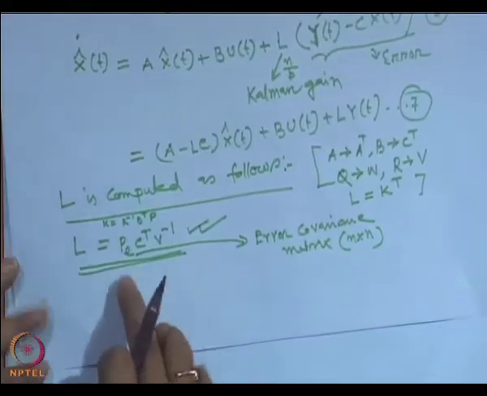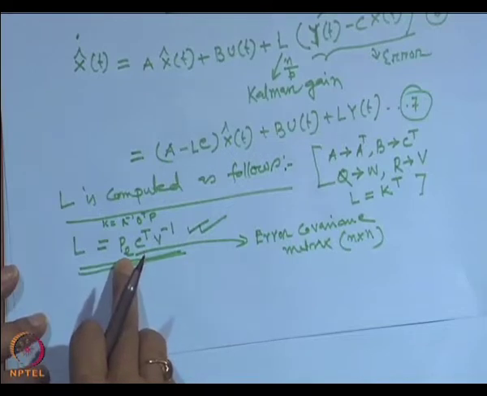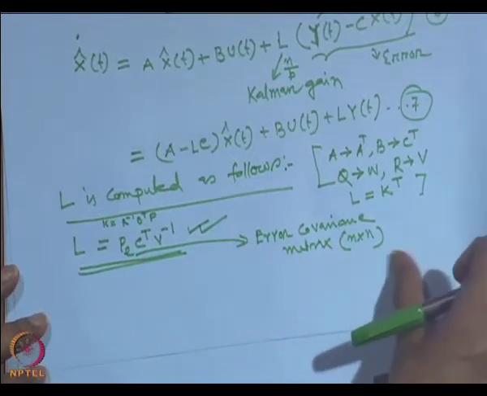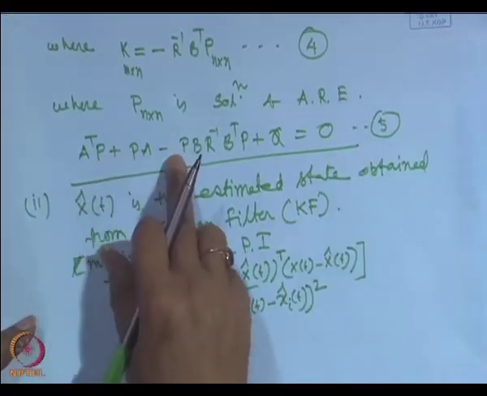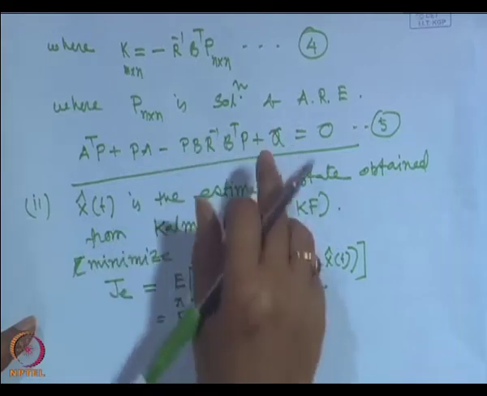Once I get, but here the unknown is P, the error covariance matrix of dimension n. How to solve for the error covariance? The way we solve the algebraic equation for LQR or LQG problems, when we are designing the LQG controller, we have used this expression, if you recollect. This expression is used to calculate the LQG controller gain.